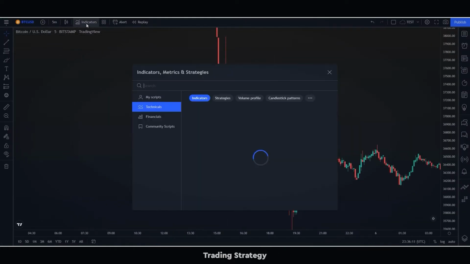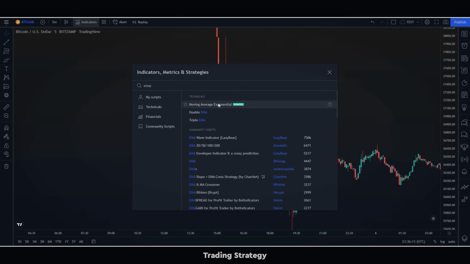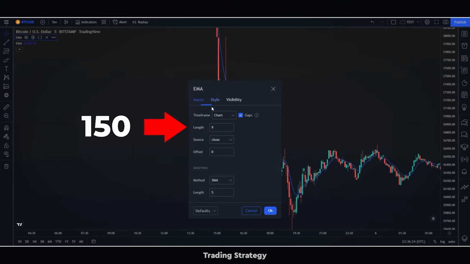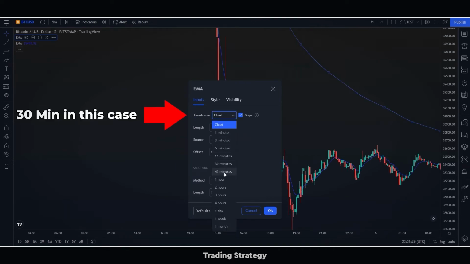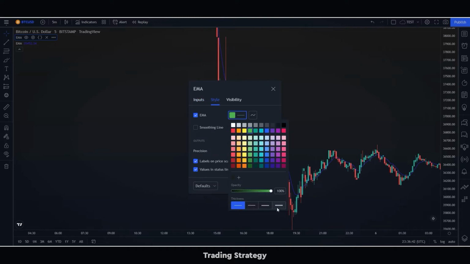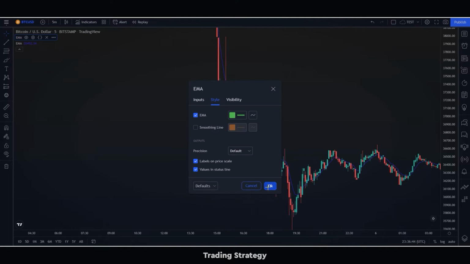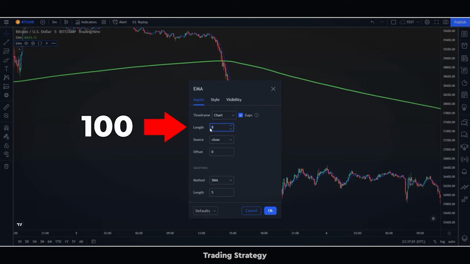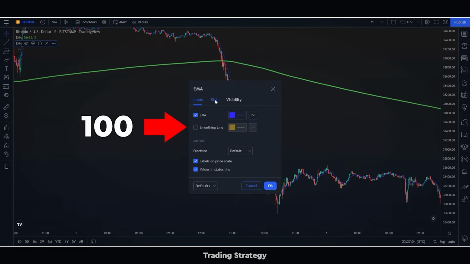The first thing we will have to do is select two exponential moving averages. The first, we will configure it for 150 periods, but on a higher hourly chart, in this case 30 minutes, since we are operating in the 5-minute. Setting this up will make it possible for us to see the average price from the 30-minute chart, but on our 5-minute chart. Also, we will change the color to green, and we will increase the thickness to the maximum. The other EMA, we'll set it to 100 periods and change the color to pink, and increase the thickness a little bit.